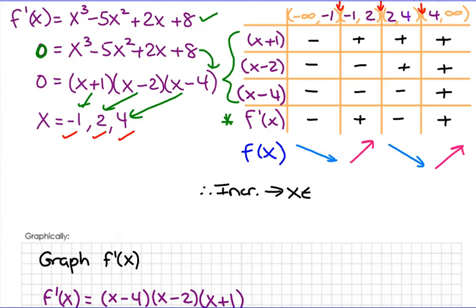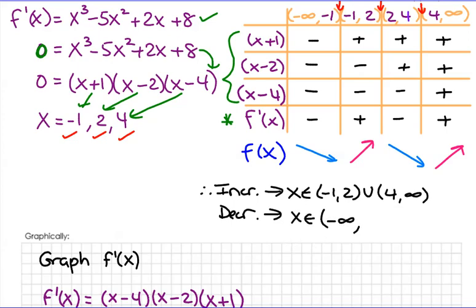X belongs to negative 1 to 2 and 4 to infinity. And then we have decreasing. I mean, this is kind of like our therefore statement because that's what they asked us for, right? I got distracted because I was talking. I'm always talking. Negative 1 plus 2 to 4.